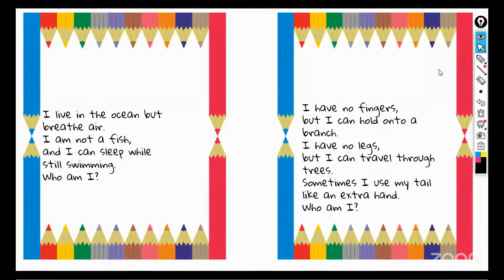Okay, you'll have three more animals to get. Two here and one more, right? The other one is the hard one. Right. So I live in the ocean but breathe air. I am not a fish and I can sleep while still swimming. Who am I? I feel I have the wrong picture answer after this. Then I have no fingers, but I can hold on to a branch. I have no legs, but I can travel through trees. Sometimes I use my tail like an extra arm. Who am I?